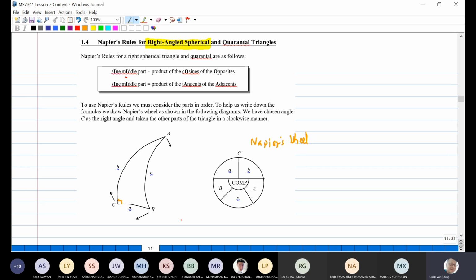Okay, we have a right angle triangle. The triangle has three angles A, B, C, and then the sides A, B, C. Opposite angle C is side C, right? Opposite angle A is side A, and so on. So we are going to do something called Napier's view. First, how do you trace the triangle? Trace the triangle clockwise.